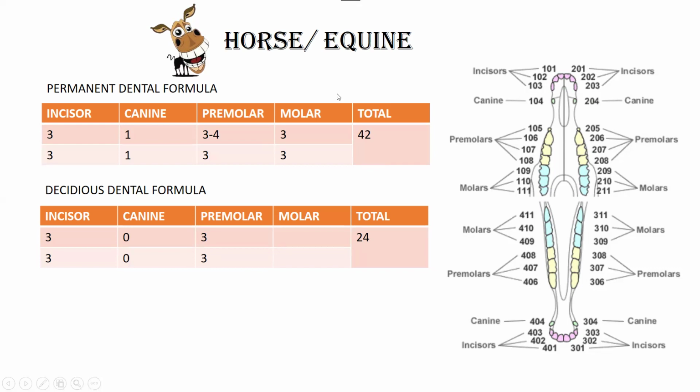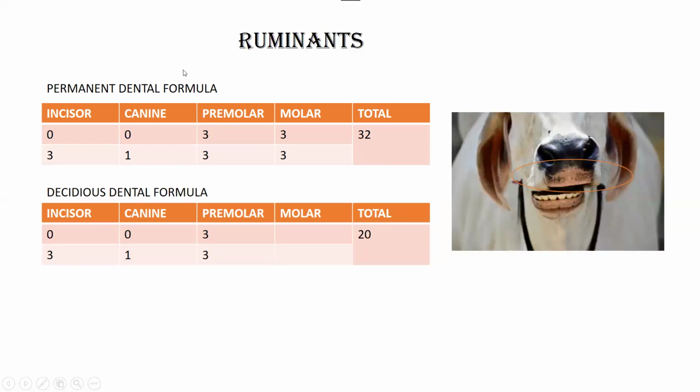Next, we can just simply look over the dental formula of the ruminants. You can see that in ruminants, either small or large, we have something different over here, that in the upper dental arcade, 0 incisors, 0 canine. Then we have 3 premolar, 3 molar. In the lower, we have 3 incisor, 1 canine, 3 premolar, and 3 molar.